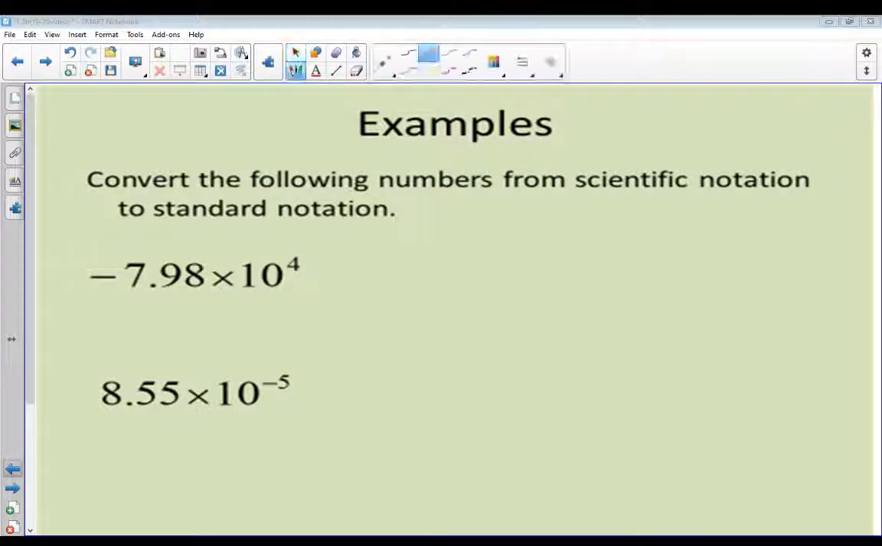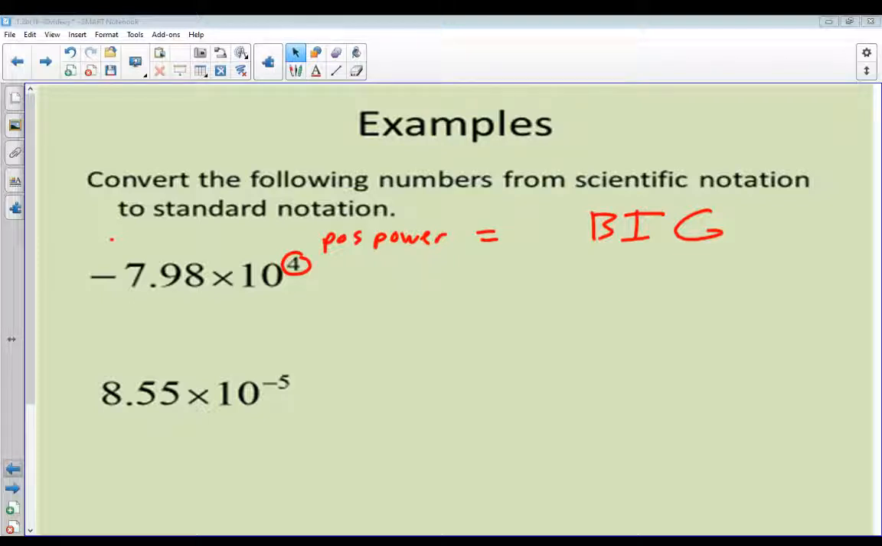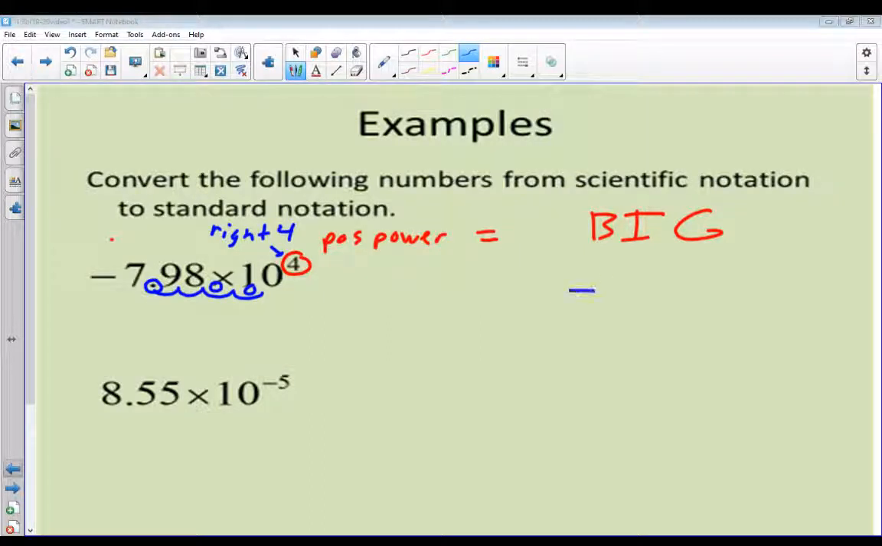So let's say for this one, we got a number in scientific notation, and we got to rewrite it as a regular number. And take a look. That's a positive power, and positive means I need a big number when I rewrite it. And sure enough, according to the positive power, that means we got to move the decimal right 4. So 1, 2, 3, 4. Put zeros in those spots, and you'll have negative 79800. And even though it's negative, it is still a big negative number. And there you go. Positive power means big number.